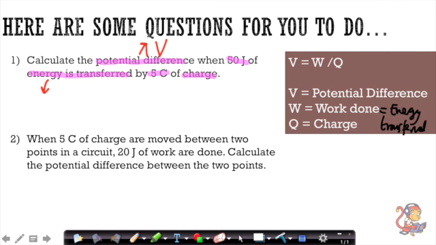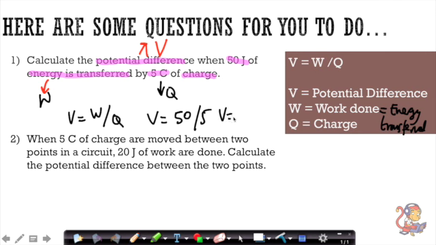So we know over here in our equation we've essentially got that W, and we've also got charge, which is Q. So we use that equation, V equals W divided by Q, and put our numbers in. So V equals 50 joules of work done divided by 5 coulombs of charge. So V equals 10 volts. Very well done if you got that one correct.